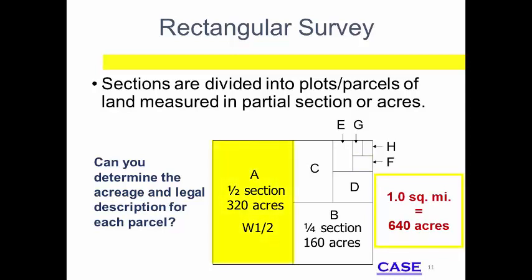Tract A, then, being the west half of the section, would be about 320 acres in size. Tract C, being the west half of the northeast quarter, would be about 80 acres in size. Tract F would be 10 acres in size.